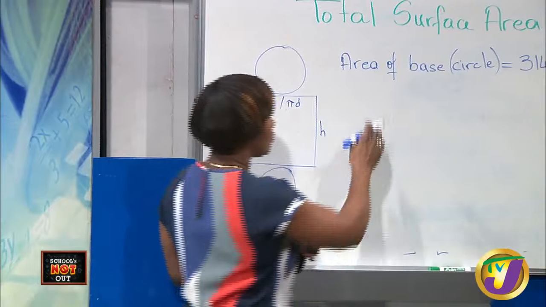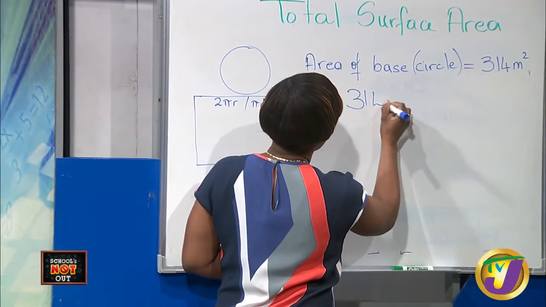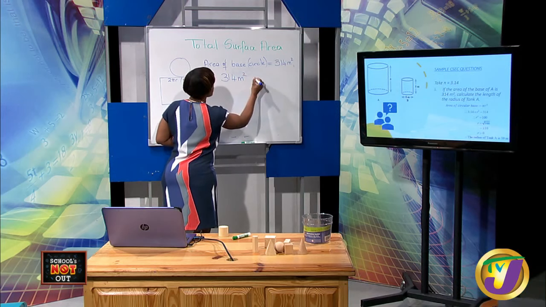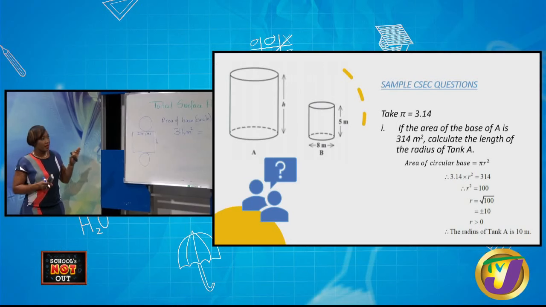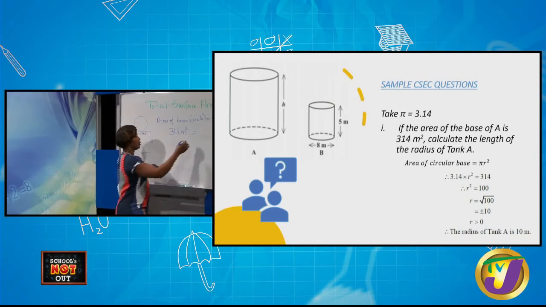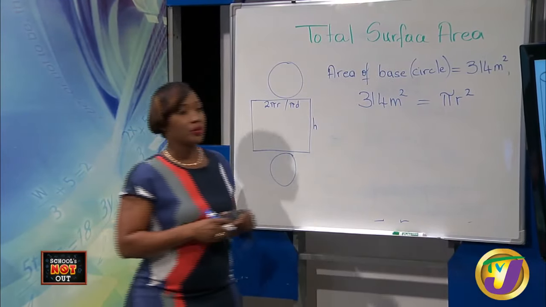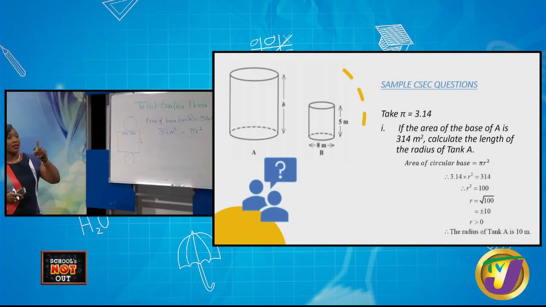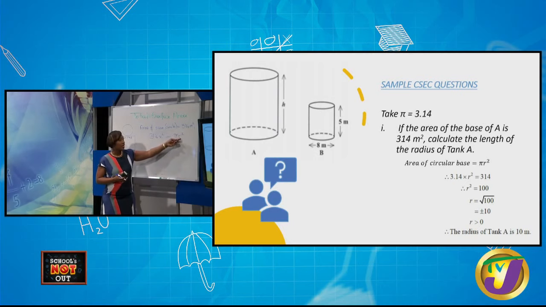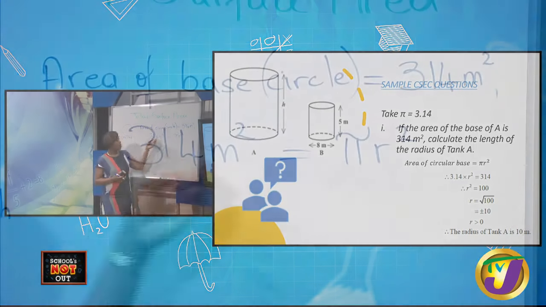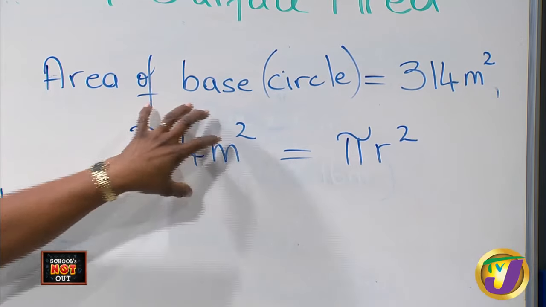Okay? So what is the area of the base? It is 314 squared meters. What is the formula? How do we find the area of the base, of a circle? It is pi r squared. What are they asking us to do again? They're asking us to calculate the length of the radius. So the r in our expression here would represent the radius. If we were to plug in all the values over here, it would give you this value.